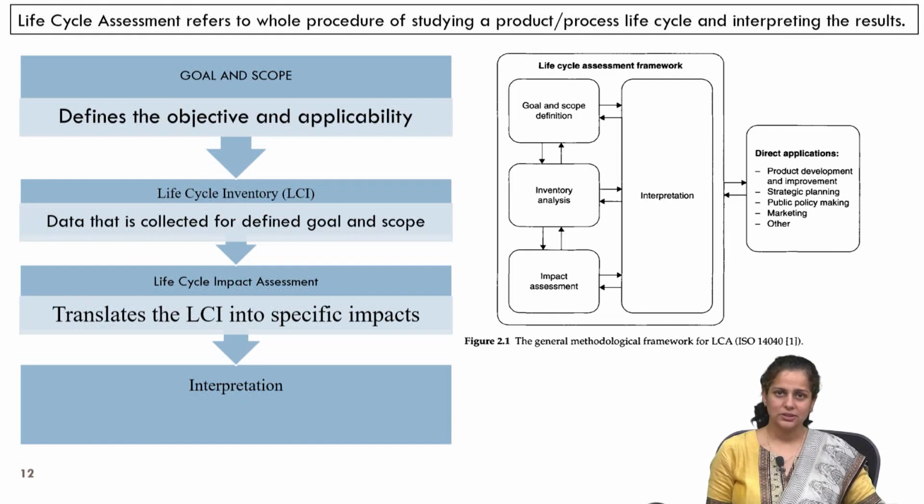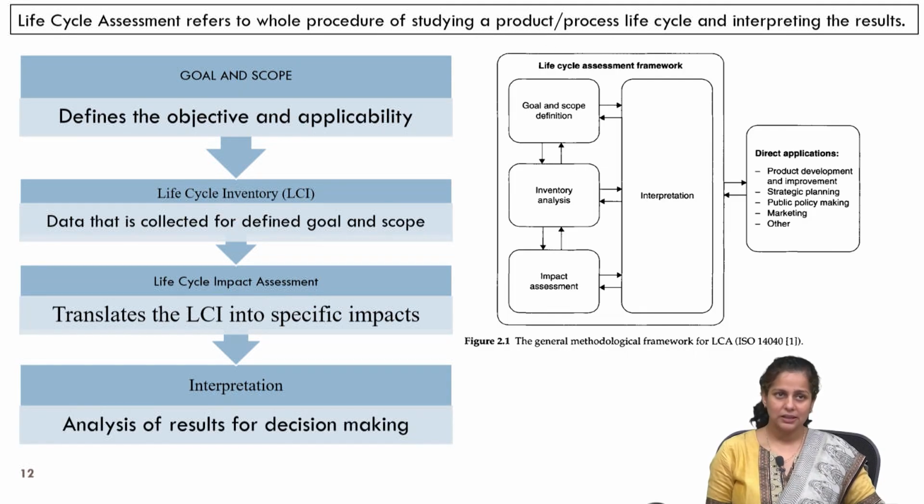And the last stage is interpretation. This is mainly the analysis of results for decision making. This is where we take everything that we have done so far in the first 3 stages and we do different kinds of analysis to make decisions. And we will go through some of the examples of what standard methods are for the analysis of the results for decision making.